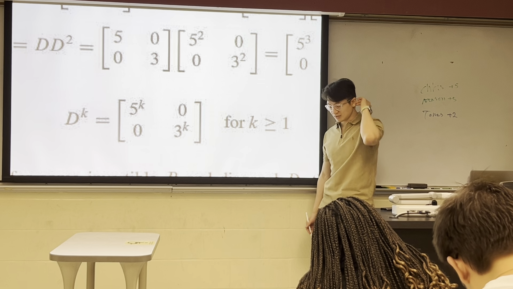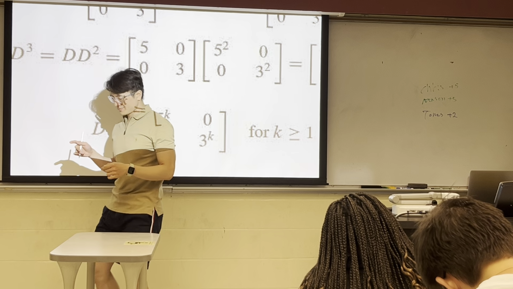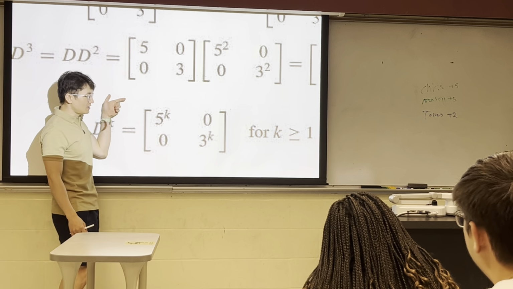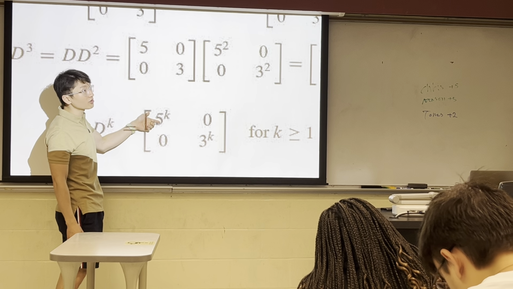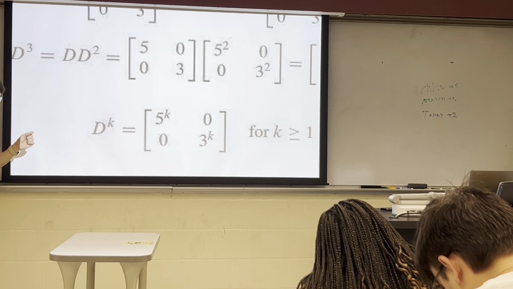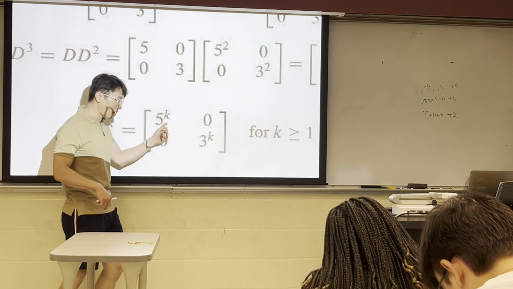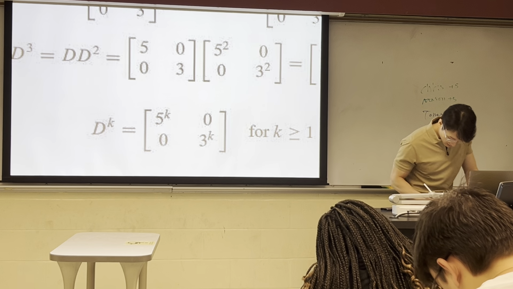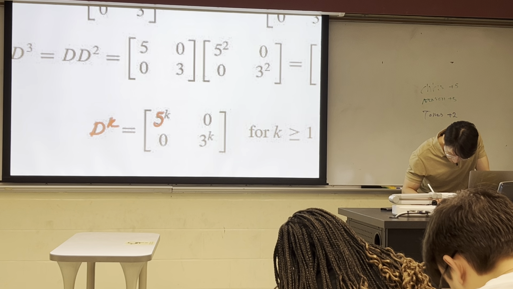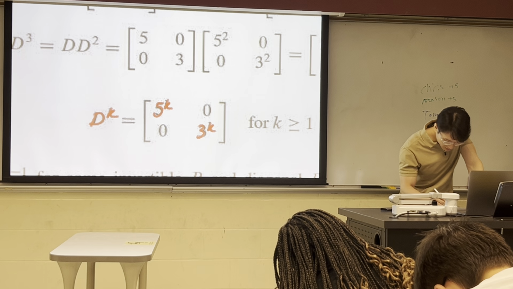Okay. So let's say you start with some special matrix where the non-zero entries are only on the main diagonal. Then if you multiply that matrix many times, it's going to have the power like this. So let's say you multiply D K times, then you're going to have 5 to the K and 3 to the K. Okay, good.